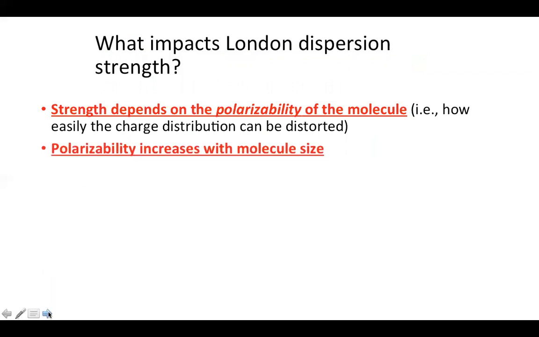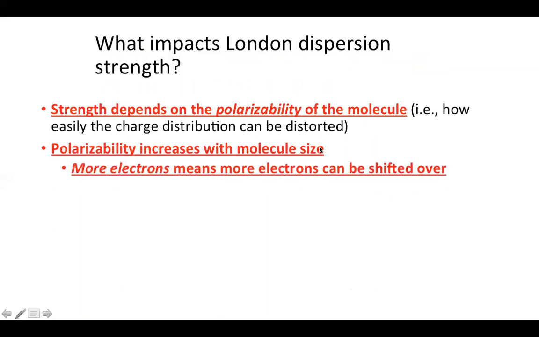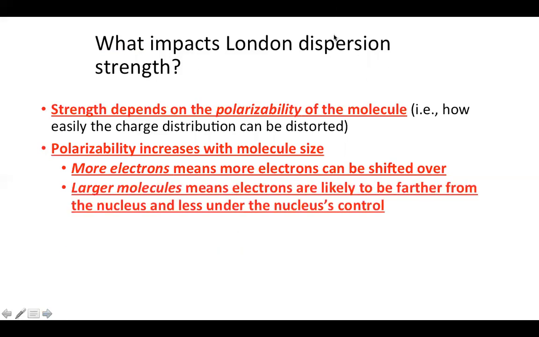Polarizability is going to increase with molecule size, and the primary reason it does that, I wouldn't say it increases with molecule size just because of molar mass, or mass. I would focus more on the electron aspect. The larger our molecule, the more electrons it has, and so there are more electrons that are free to move and form poles. So that's our first reason.